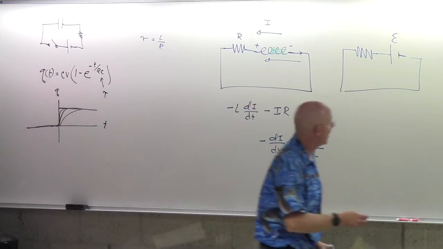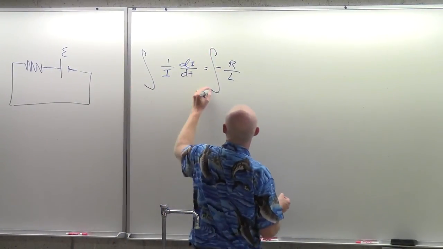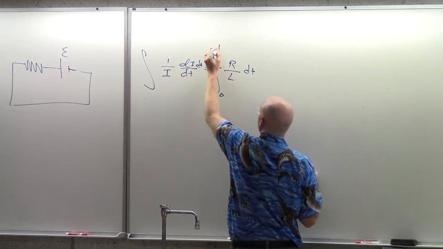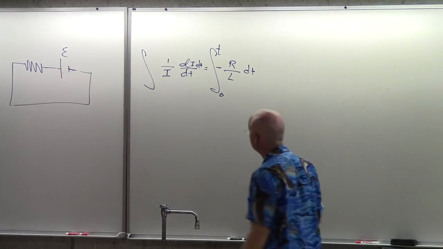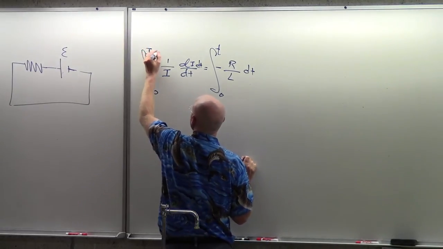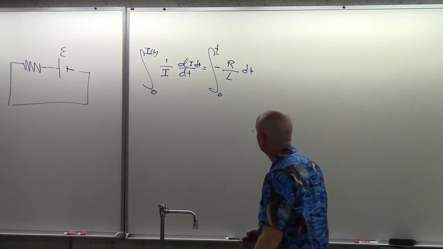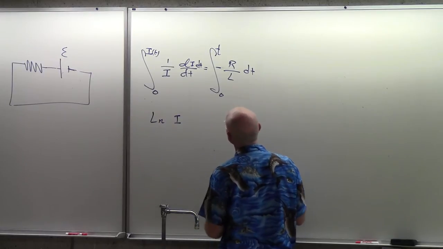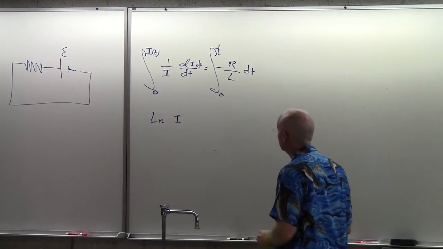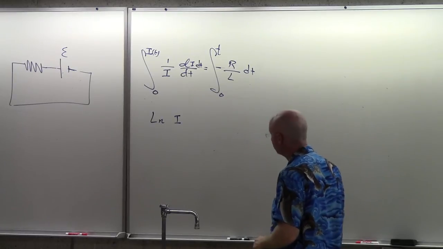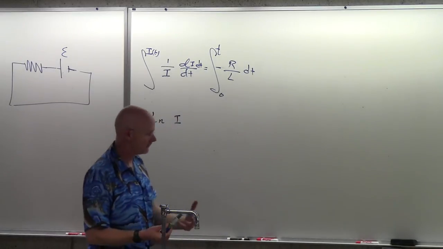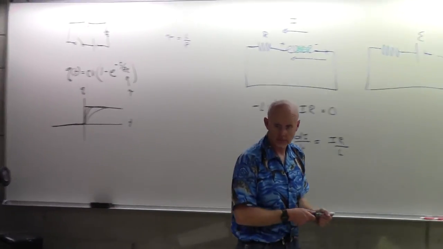And of course, I just need to now solve this equation. So I will integrate both sides with respect to time like we did an hour ago. I will go from 0 to t here. I will go from 0 to some current as a function of time here. This then becomes ln of whatever it starts at. What do you want to call it? How about I naught.